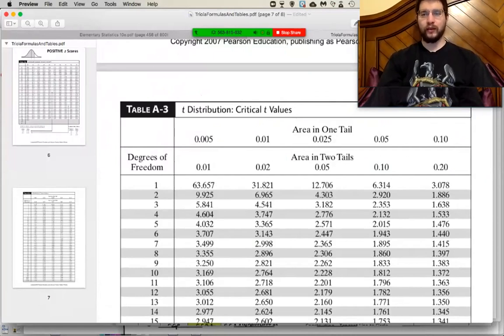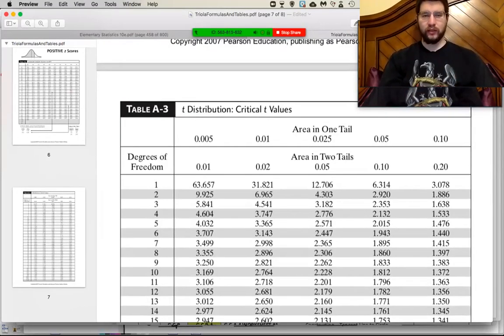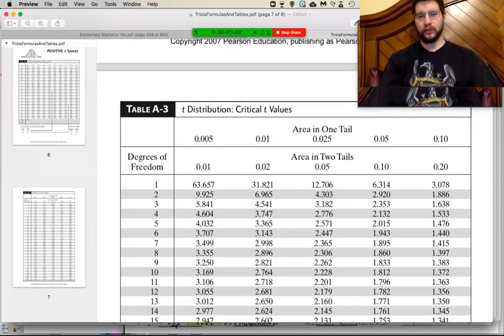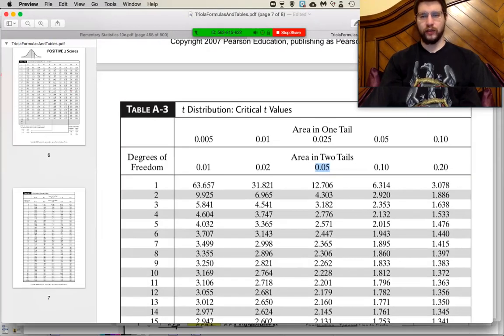Because if we were doing it in one tail, we'd have to cut alpha in half, which would be 0.025. We could still just use these values up here. Depending on what kind of T distribution table you have, you might see it where it just has the one tail. And it could have a lot more than just these particular alpha values. But this particular table we're using, the one that's been dropped in the Google Drive, and the one I printed out for you, splits it up for us, so it makes it a little easier to look at. Okay. So area in two tails right here, 0.05.